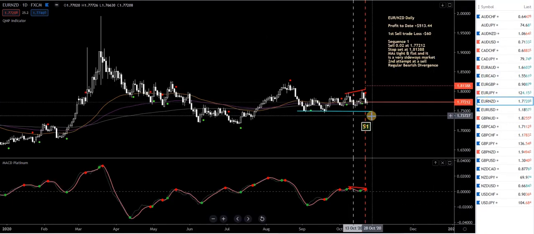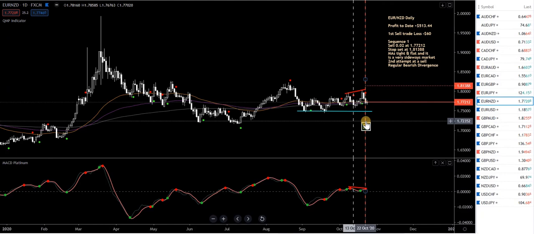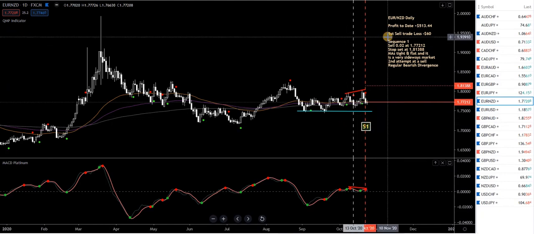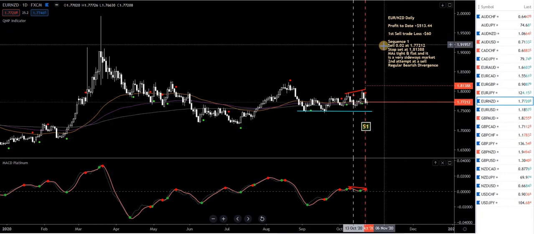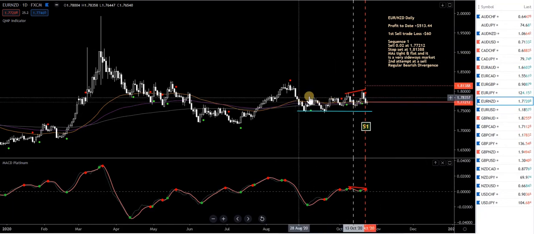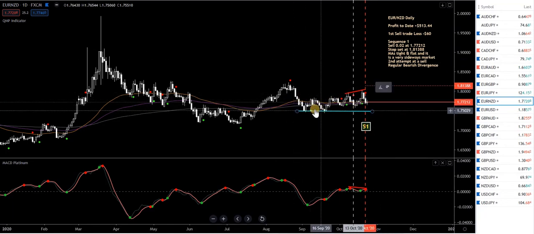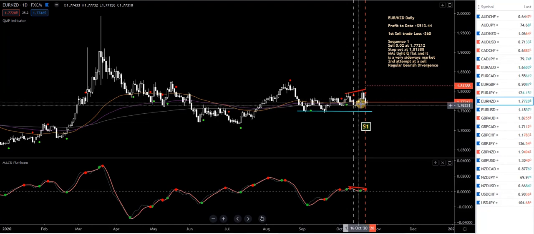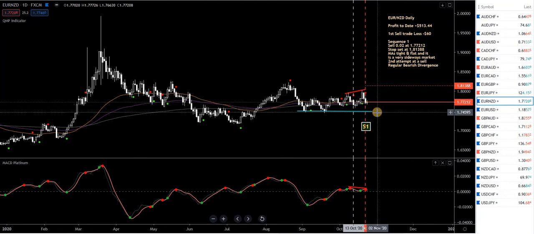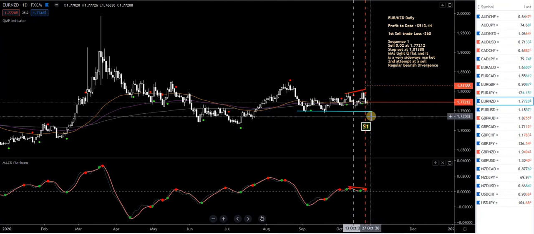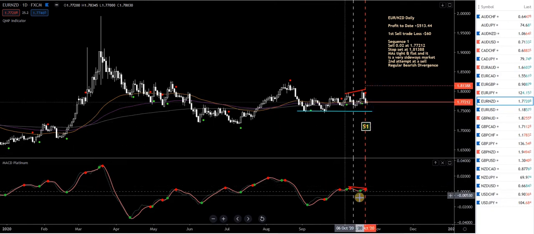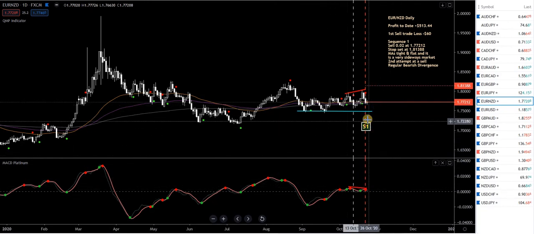Euro New Zealand in a sell here. This is my second go. My first one I lost $60. And this thing's range bound. Have a look at this, look at these dots. It's just terrible. Red, green, red, green, red. And yeah, it's got to break eventually. That's what I'm getting at. If it breaks through this blue level, that'd be great. It's all very tight in here. You've got to be in it to win it.